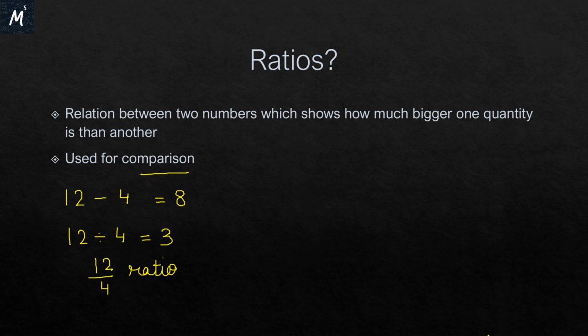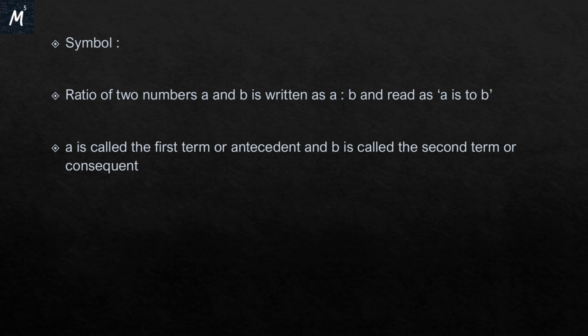So let's understand ratio in detail. How do we represent ratio? By using this symbol, colon. We put 2 dots between the numbers. So let's say A and B are 2 numbers. They are represented like this and they are read as A is to B. We are not going to call it A colon B. We will say A is to B.